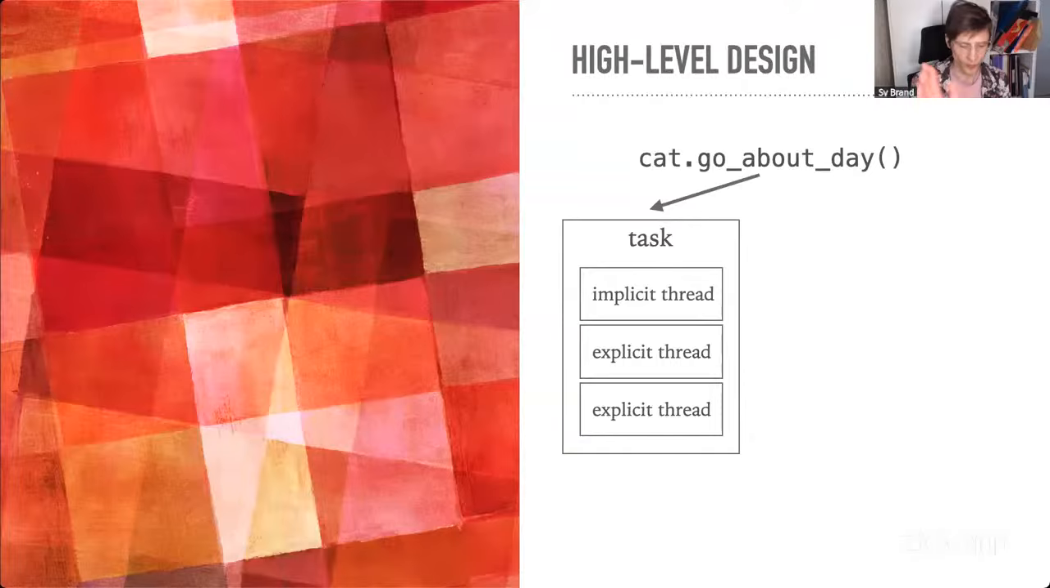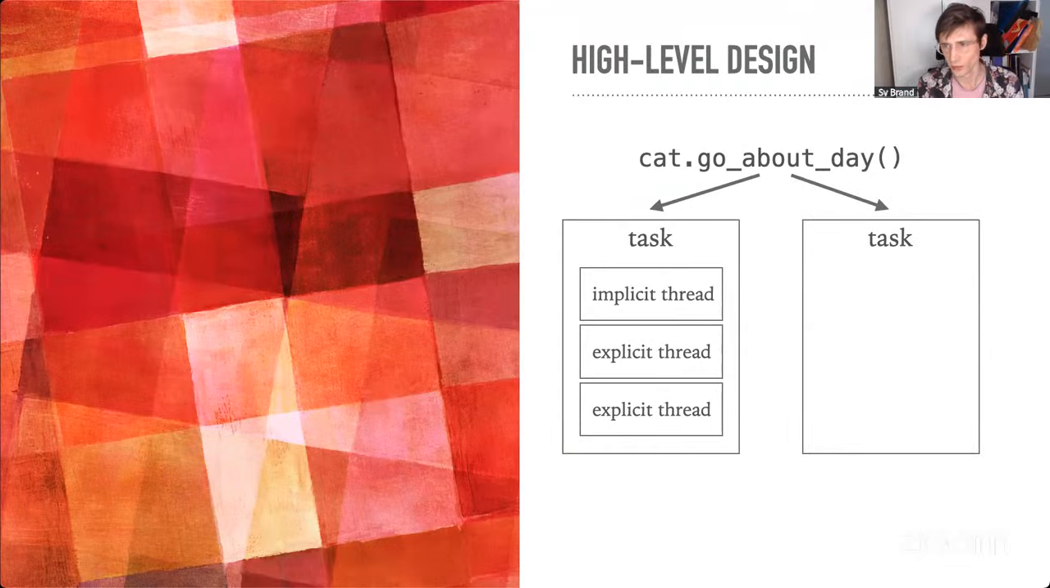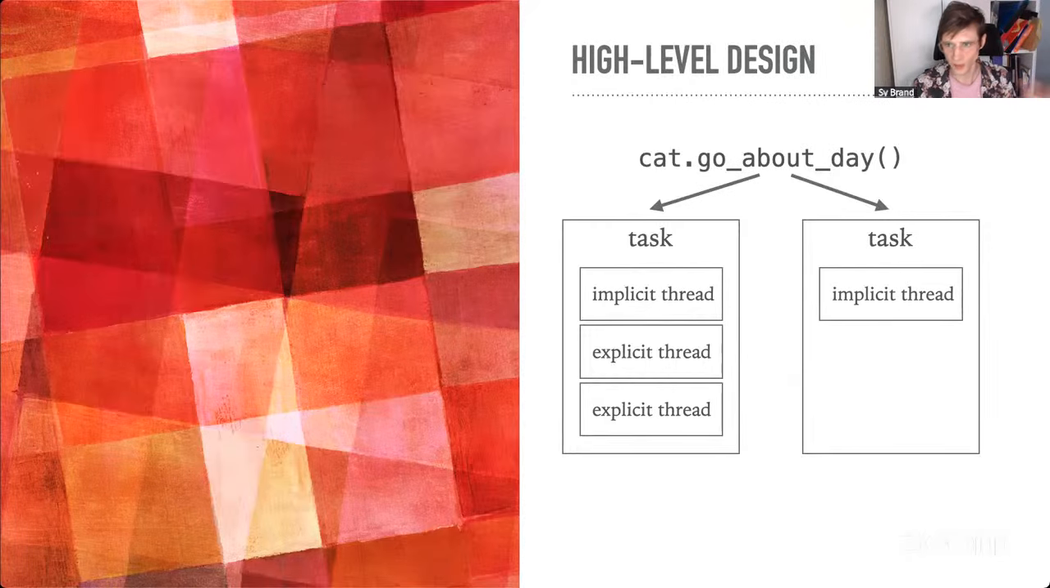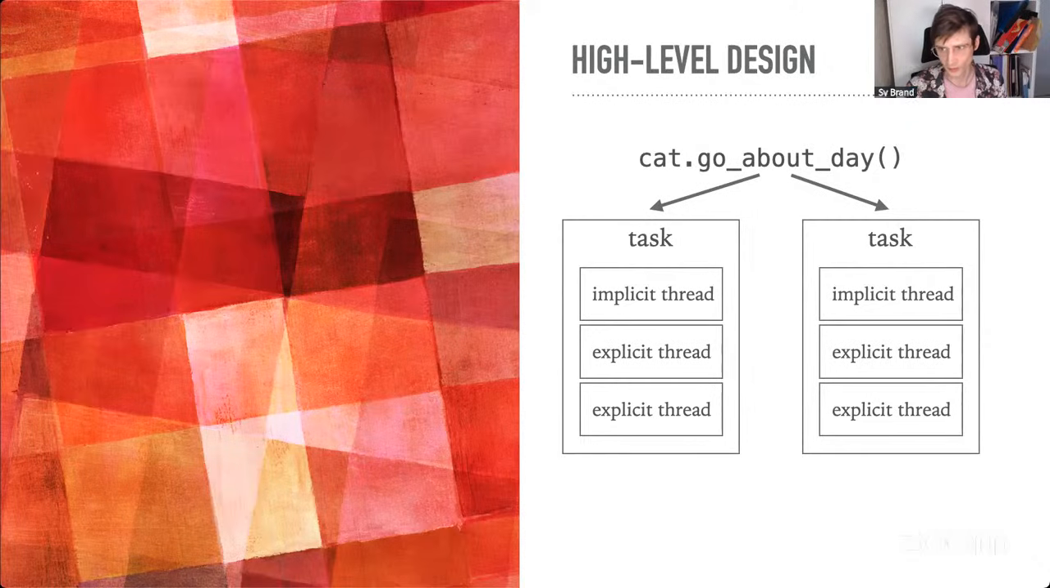And maybe we yield execution, we go back and we call cat go about day again, which is going to create a completely separate task with a separate implicit thread, which can then go and spawn its own explicit threads. So this is the kind of relationship between tasks and threads that we're going to have.